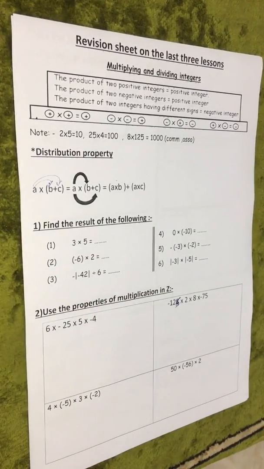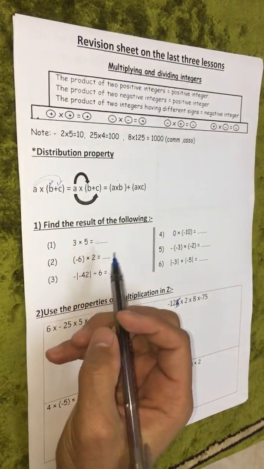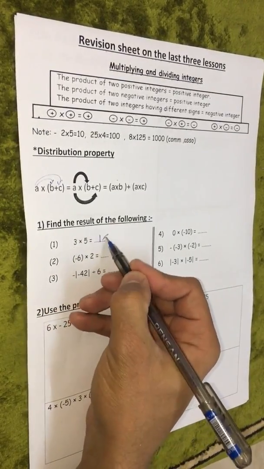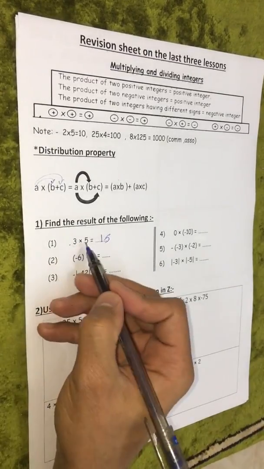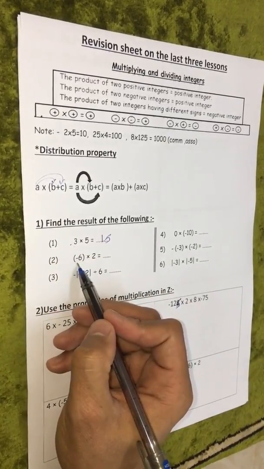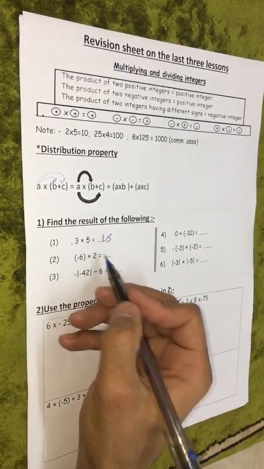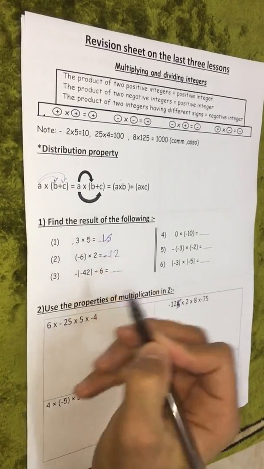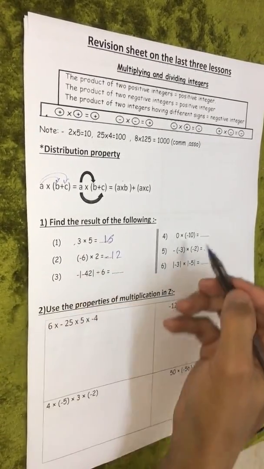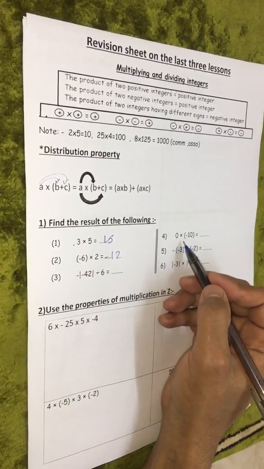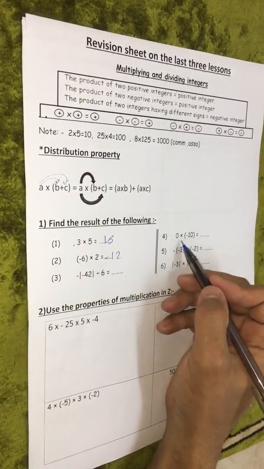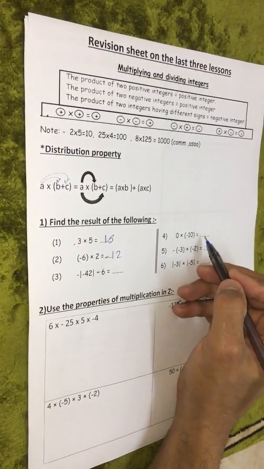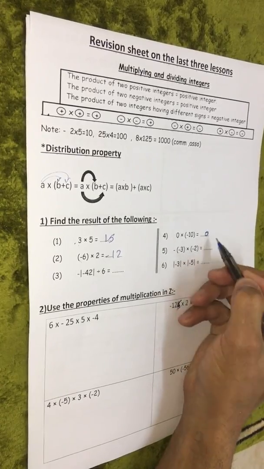Next, we will remember multiplying and dividing numbers and their signs. First question, 3 by 5 equals 15, but you must multiply the signs first. Positive by positive equals positive here. Negative by positive equals negative. 2 by 6 equals 12. The next question, 0 by negative 10 equals 0. You said any number multiplied by 0 equals 0.